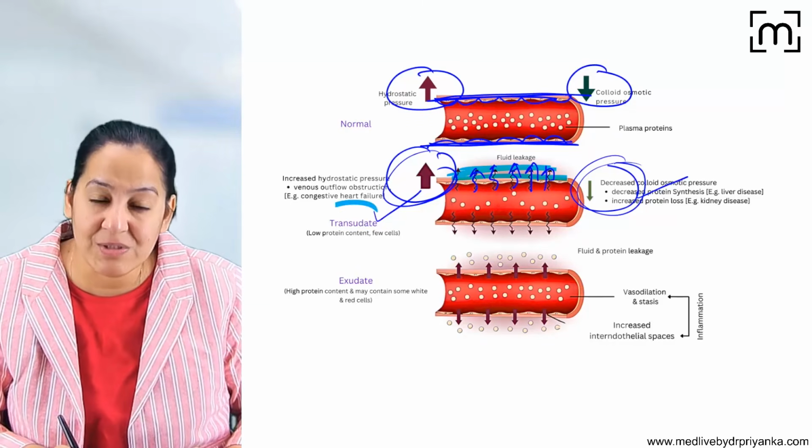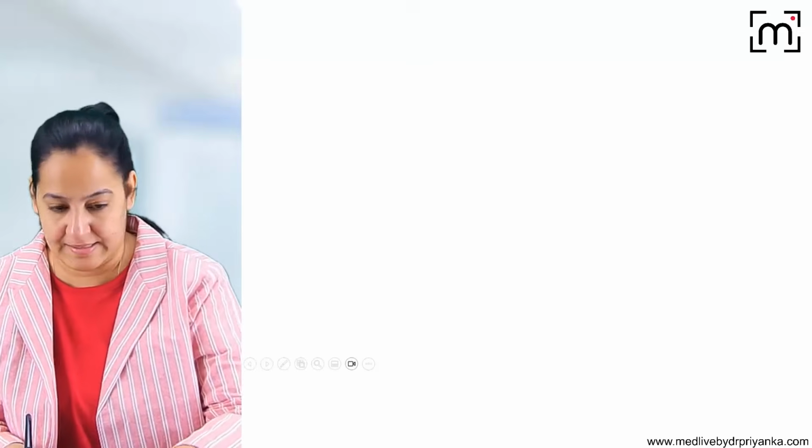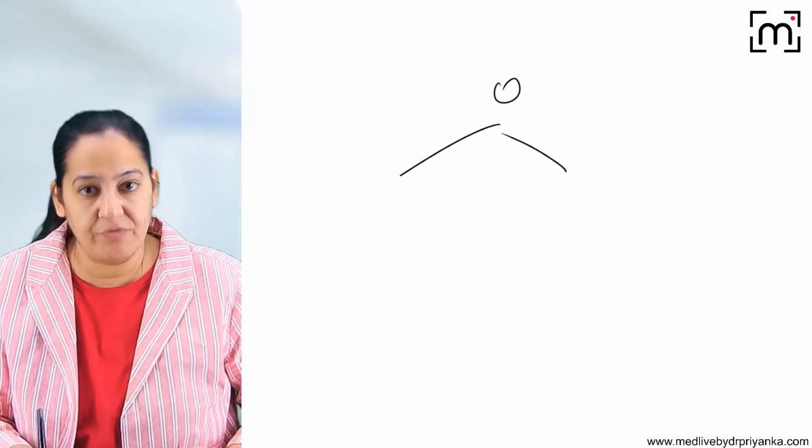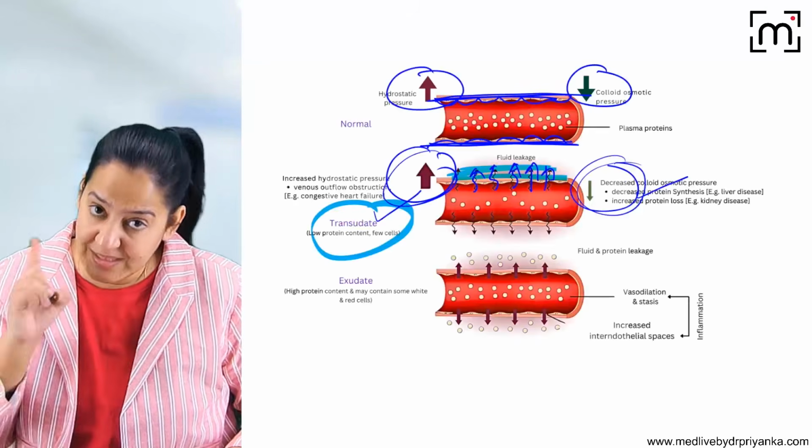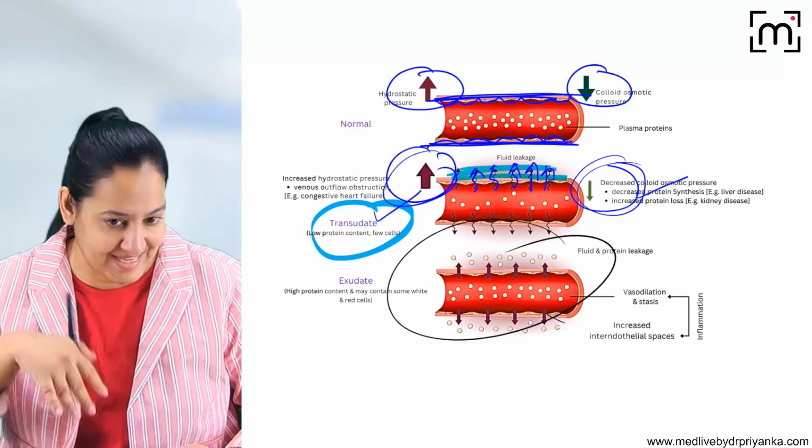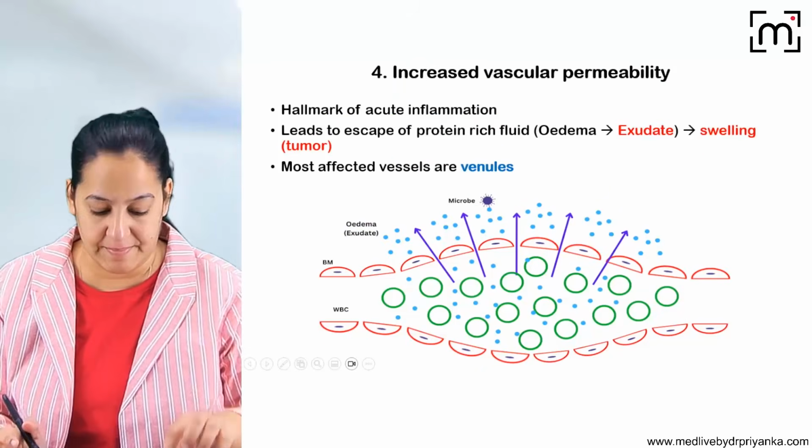This is known as transudate edema. Actually, edema is there. I agree it's edema. Edema is of 2 types, transudate, exudate. This one is transudate. What is exudate? I will explain you in the next step. Let me come on the next step, the 4th step.